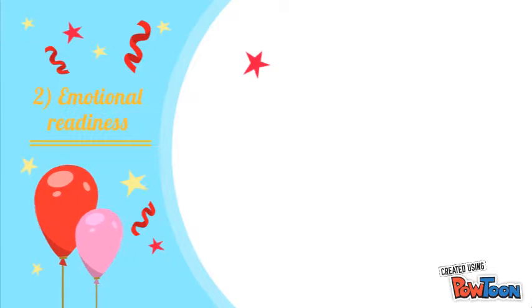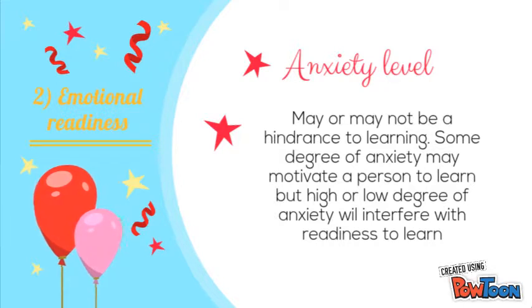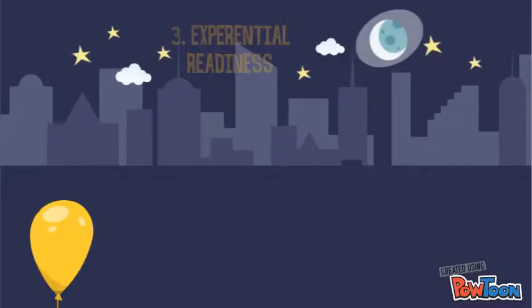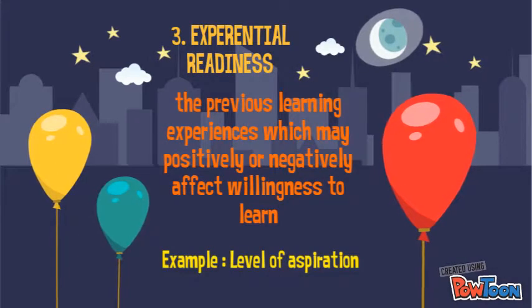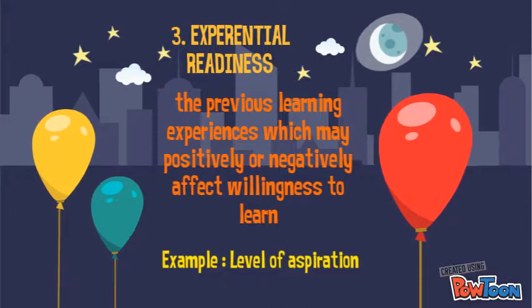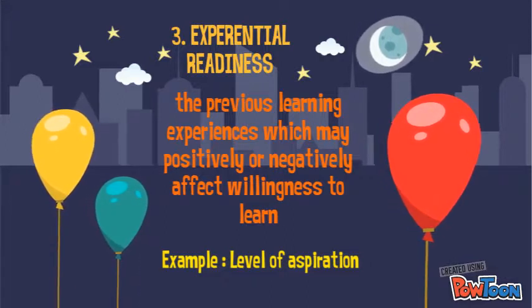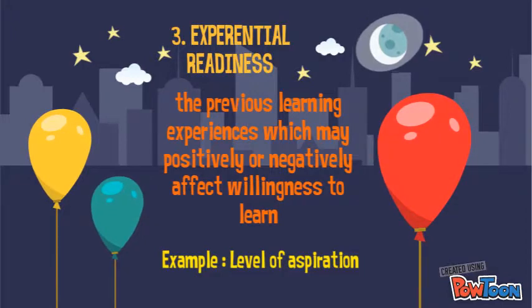Secondly is emotional readiness, such as anxiety level, which may or may not be a hindrance to learning. Some degree of anxiety may motivate a person to learn, but a high or low degree of anxiety will interfere with readiness to learn. The third type of readiness to learn is experiential readiness, which is the previous learning experience which may positively or negatively affect willingness to learn. For example is level of aspiration.